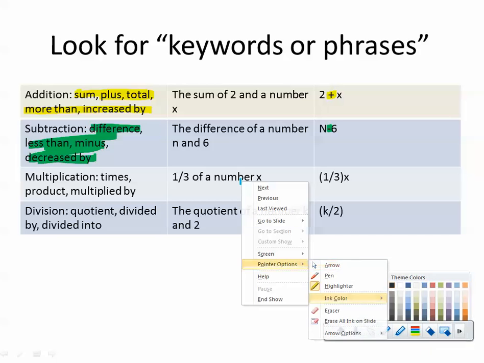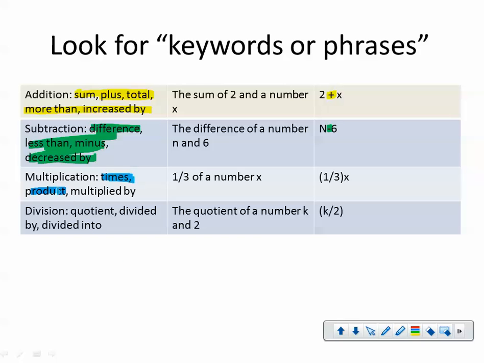Words like times and product and multiplied by are going to translate to a multiplication. Remember, when there is no symbol in between parentheses and a variable, this implies multiplication, meaning there's no actual symbol there telling us that, but that's what's supposed to be there. This right here is 1/3 times x, where x is some number.